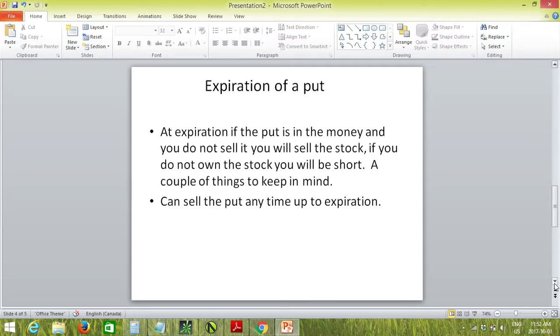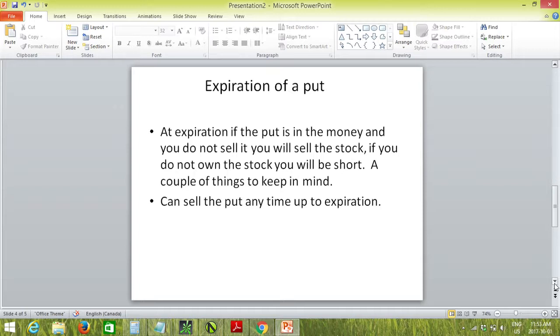So, expiration of a put. What happens at expiration? Essentially, if the put is in the money and you do not sell the put, then you will sell the stock. So if you don't own the stock, you are essentially going short the stock. When you're short selling, you're basically borrowing stock. So if you short sell a stock at $50 and it goes down to $40, you eventually have to buy it back. So of course you buy it back at 40, you make that difference of $10.